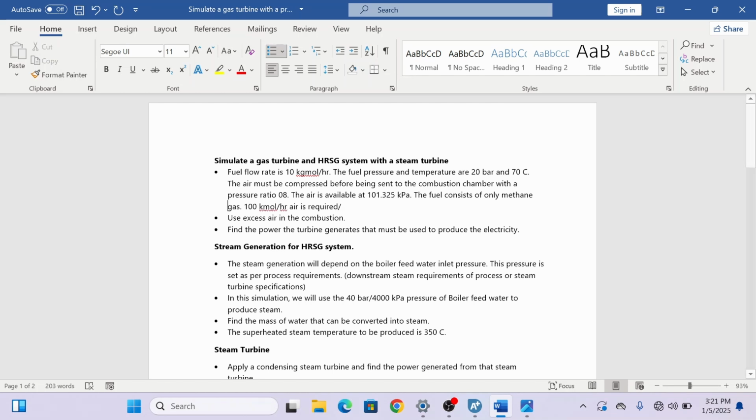If you don't know how to do the stoichiometry calculation, I have a playlist on my YouTube channel where you can find or run the stoichiometry calculations. So we have to use the excess here, and we have to find the power our gas turbine will be generating, that can be used to produce electricity by using a steam generator at the downstream of our gas turbine.